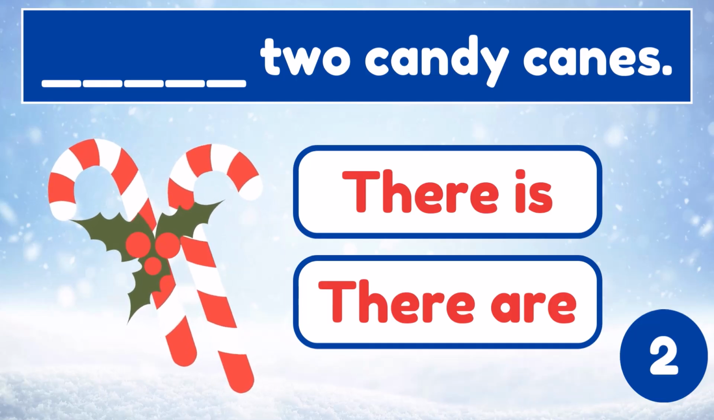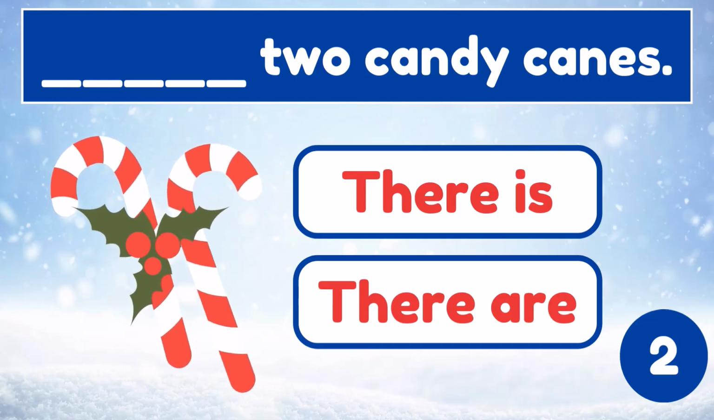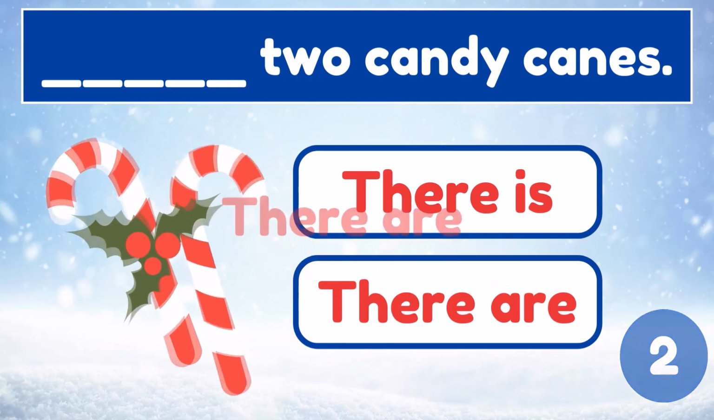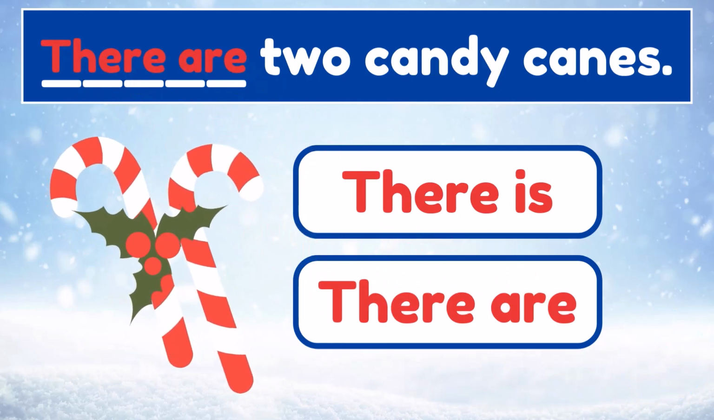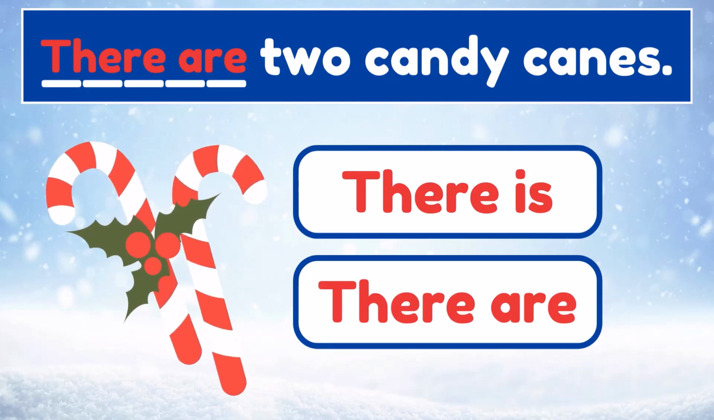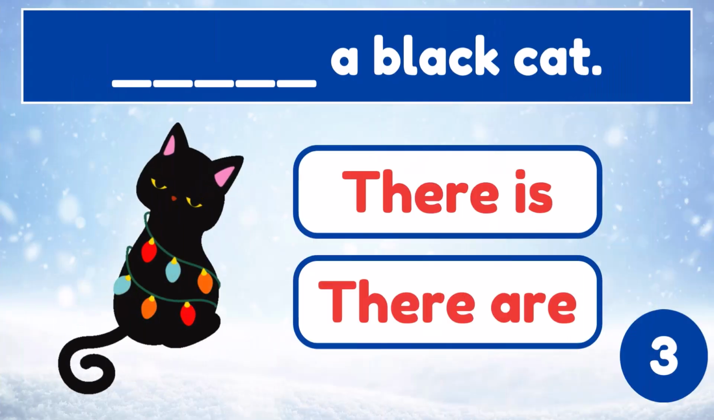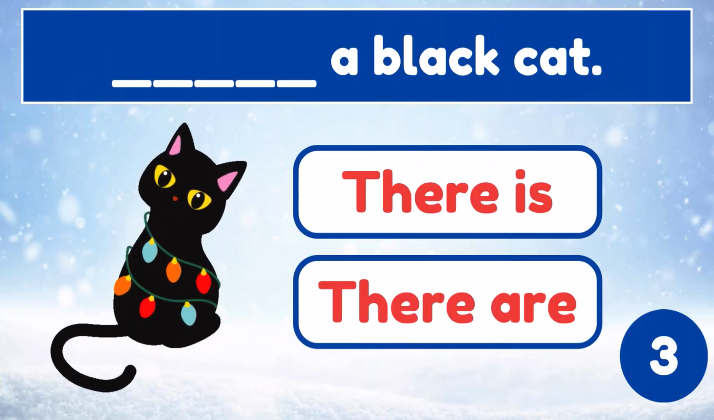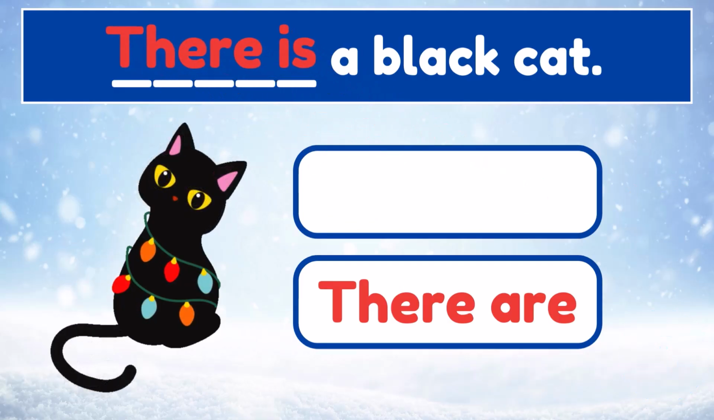Two candy canes. There is or there are. There are two candy canes. A black cat. There is or there are. There is a black cat.